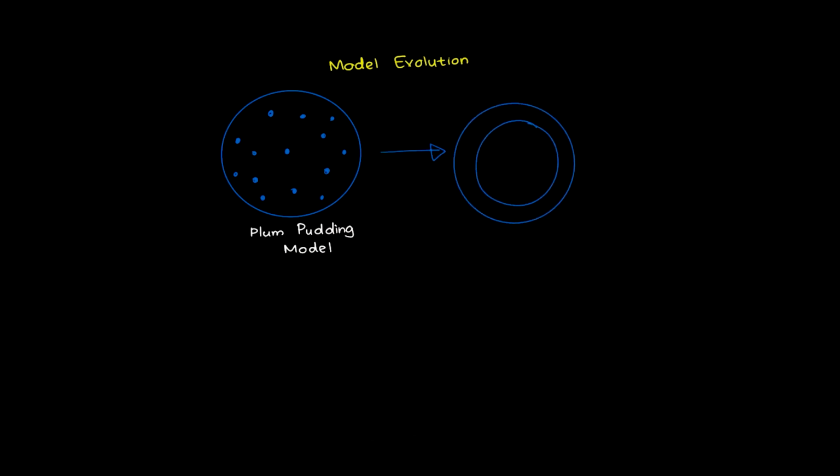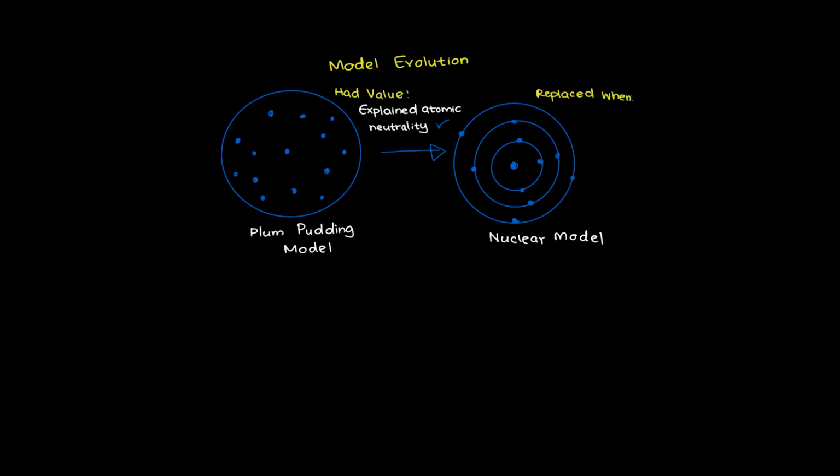Here's what matters. The plum pudding model wasn't worthless. It served its purpose for years and advanced understanding. Models don't need to be perfect. They need to work for their specific purpose until new evidence demands something better. That's how science progresses. Models evolve. They're not simple or complex by nature of being temporary. They get replaced when they can't explain new observations.